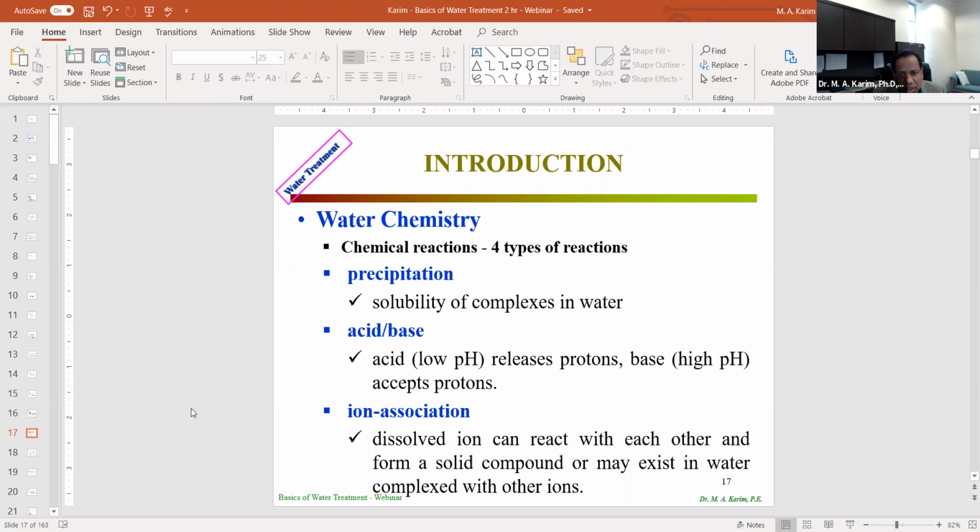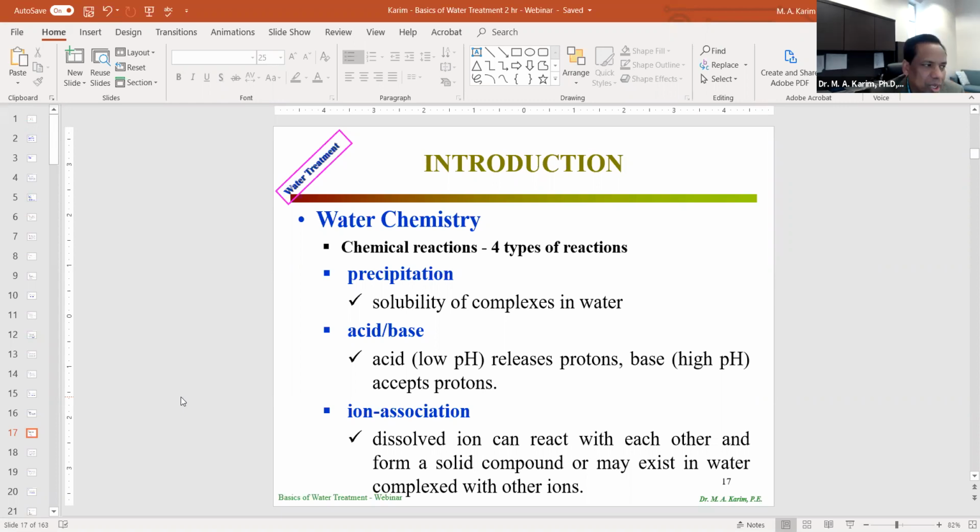So for chemical reactions, there are 4 types. The first one is precipitation. Precipitation is nothing but if we make a reaction of 2 different chemicals, so something maybe becomes solid there, and the solid in the bottom is called the precipitation. Solubility of complexes in water is another way to define the precipitation.